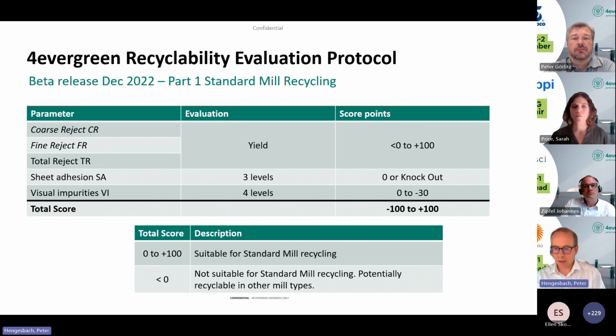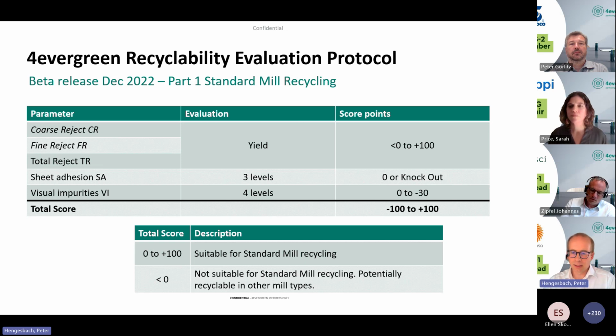So the total score is calculated following the details in the scorecard. In the end, the outcome of this evaluation scorecard is -100 to +100 points. If you score positive, meaning 0 to 100, that means that this specific product, tested according to the CEPI method and using the evaluation protocol for the standard mills, can be considered suitable for standard mill recycling. The granularity in the score gives you some information on how well it is performing, but all products that are scoring above 0 points are suitable for standard mill recycling.